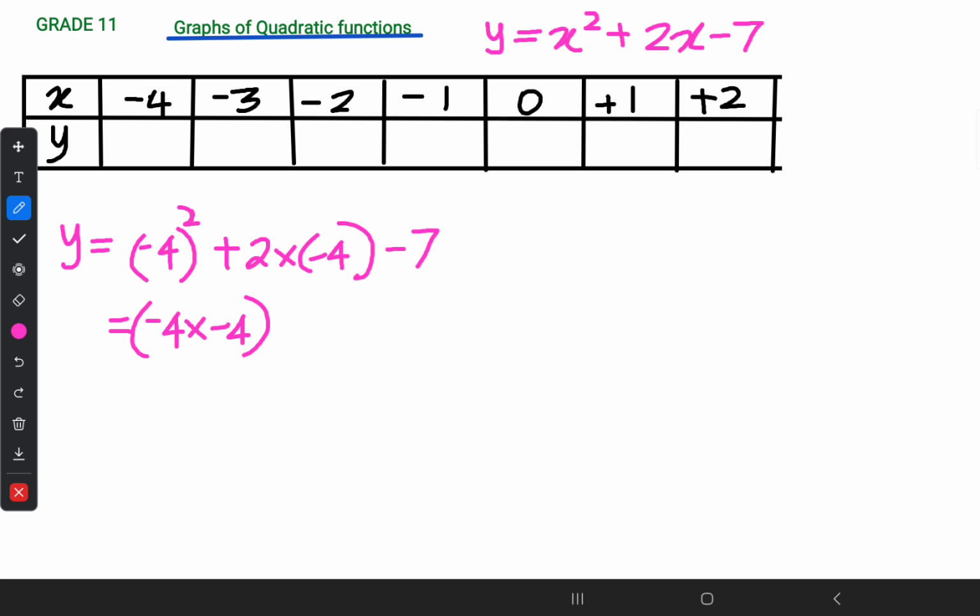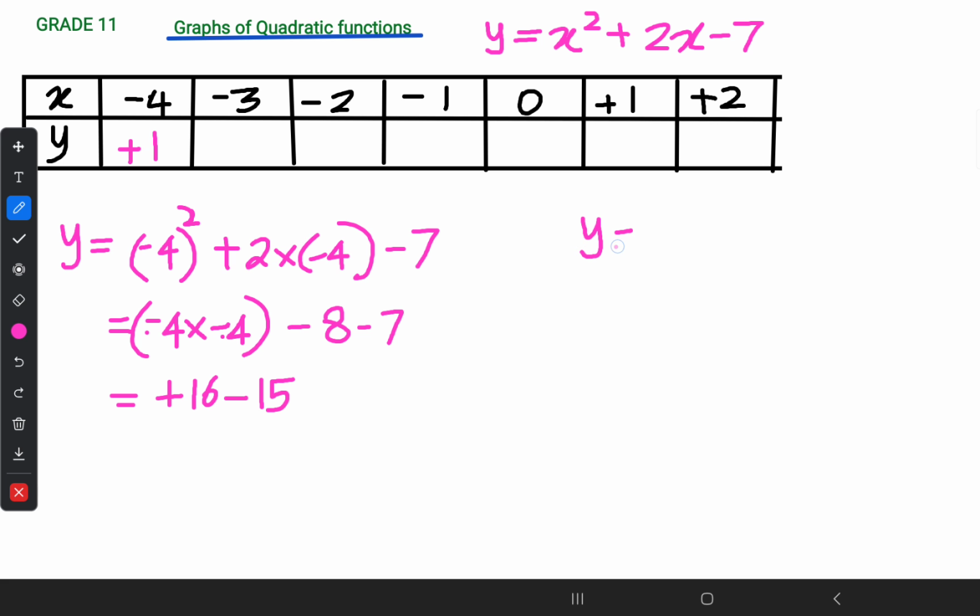2 times of -4, it will become -8 minus 7. Here, negative into negative is positive. 4 fours are 16. 16 minus 8 and 7 will become -15. 16 minus 15, it could be +1. It could be +1. Next, let's find when x is equal to -1.